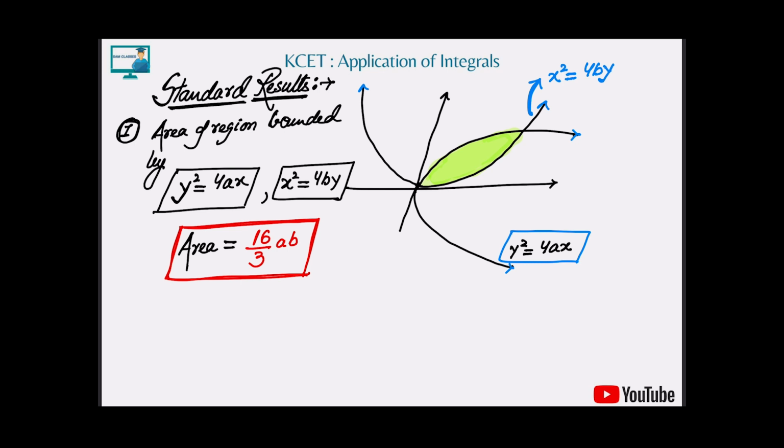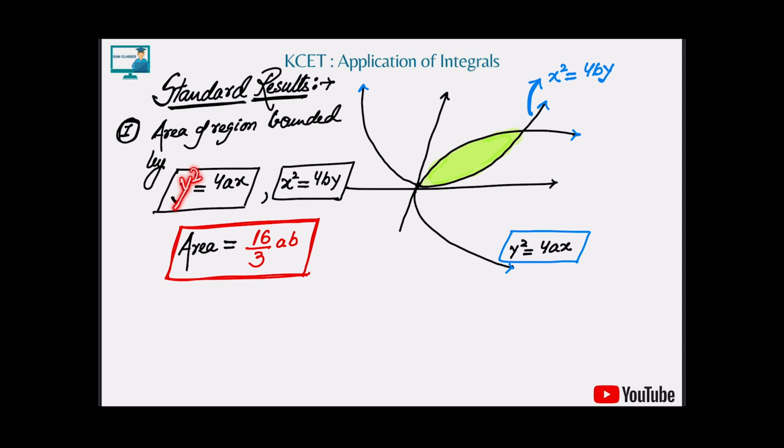And KCET, a lot of times they give it directly also. So you will be in a much more beneficial position if you know these values, but you need to know them exactly the way they are. Now, area of the region bounded by, we have a curve y square is equal to 4x.